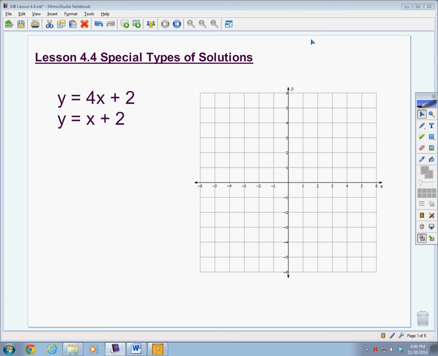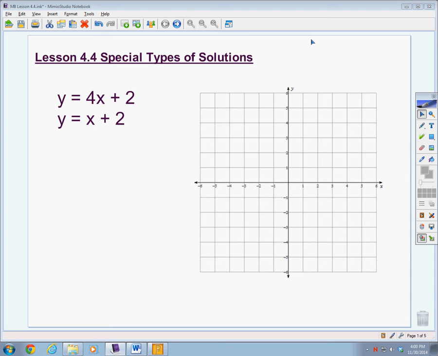For the past few weeks, we've been working on graphing systems. Remember, when we're graphing a system, what we're looking for is an x and a y value that makes two or more of the equations true statements, where the x and y value are solutions to all the equations. So today what we're going to talk about is different types of solutions, special types of solutions.